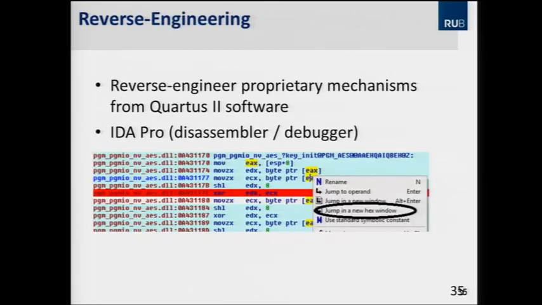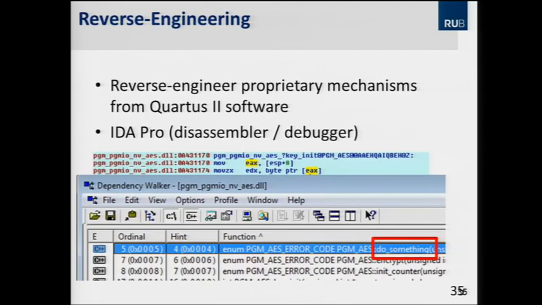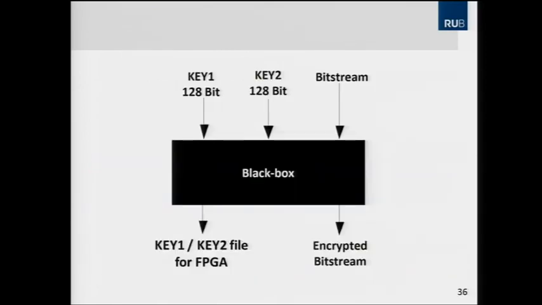Fortunately, we could do that from the design software of Altera, which is called Quartus 2, with IDA Pro, which probably also all of you know here. And the nice thing is Altera left all function names and all symbols in there. So it was really helpful. They simply forgot it. And my favorite is this function. The main function is called do something. This is the original name.